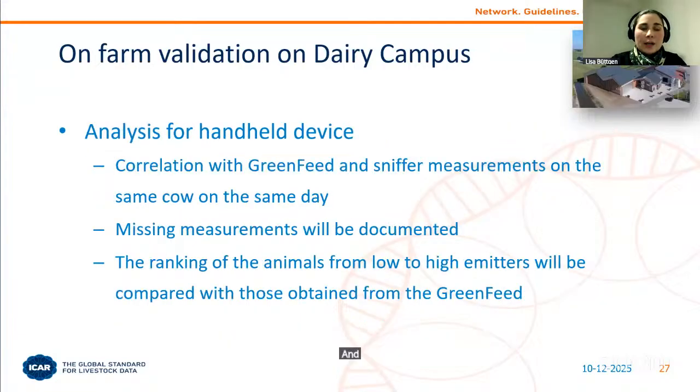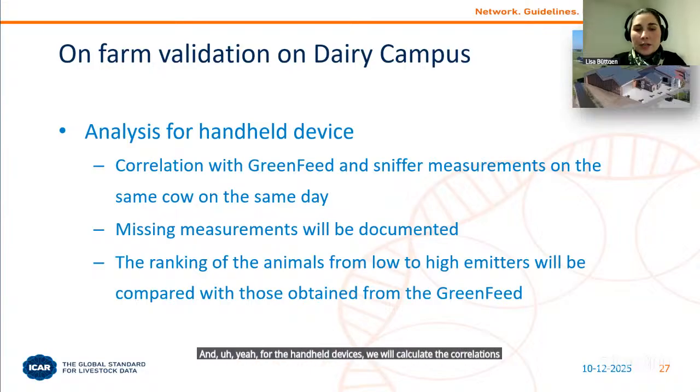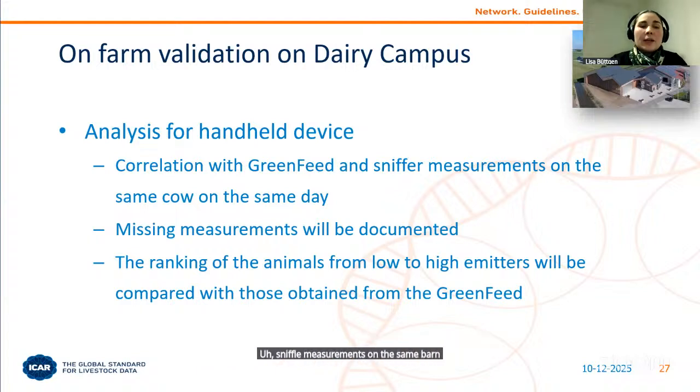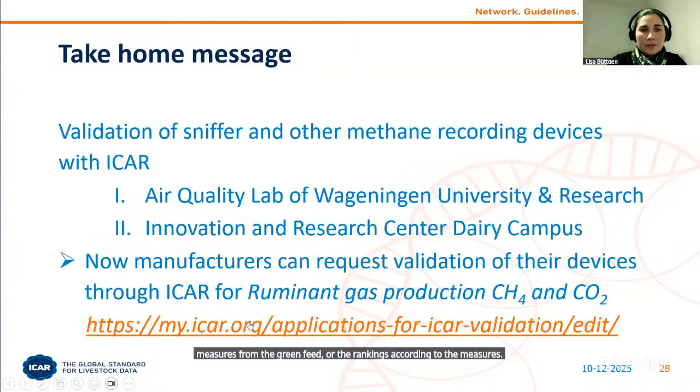And for the handheld devices, we will calculate the correlations with the green feed and sniffer measurements in the same barn. We for sure will also document the missing measurements, and we will again calculate the ranking of the animals from low to high emitters to compare between the measures with the handheld device and the measures from the green feed, or the rankings according to the measures.